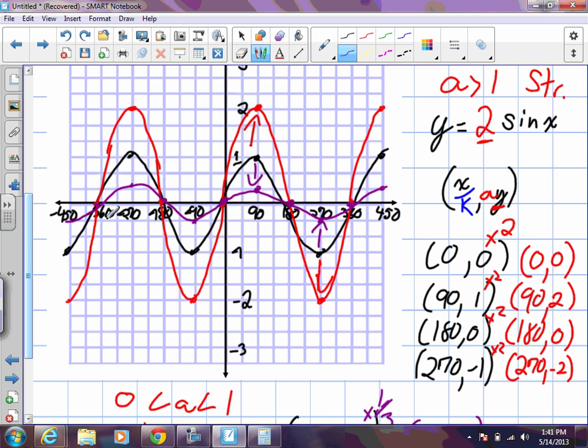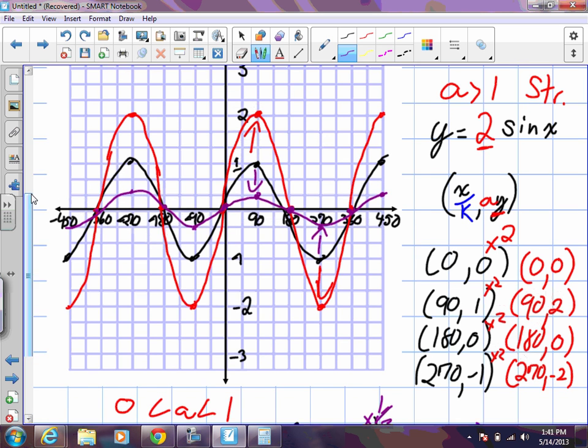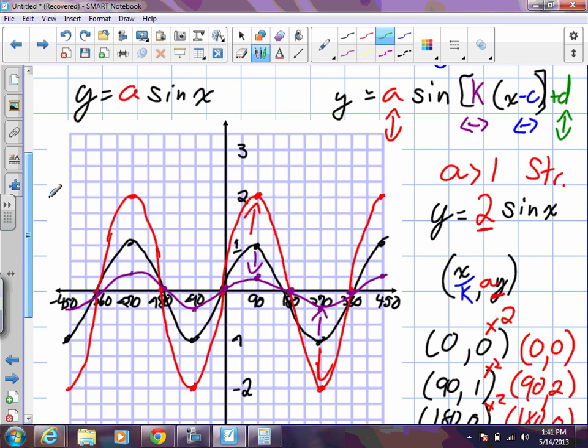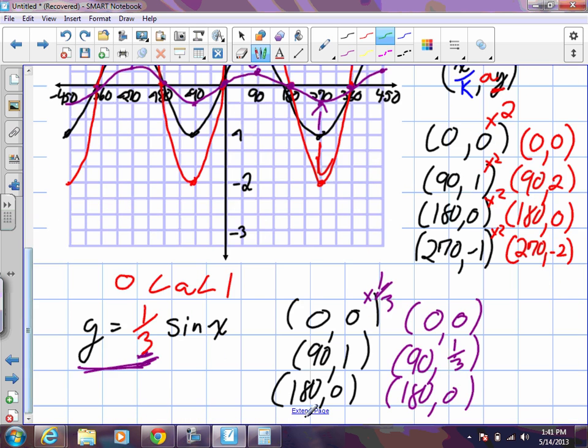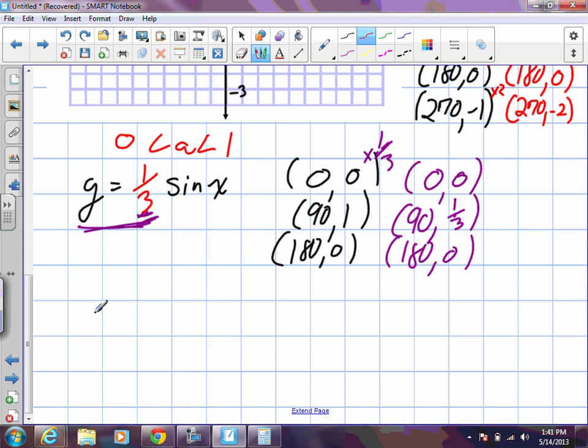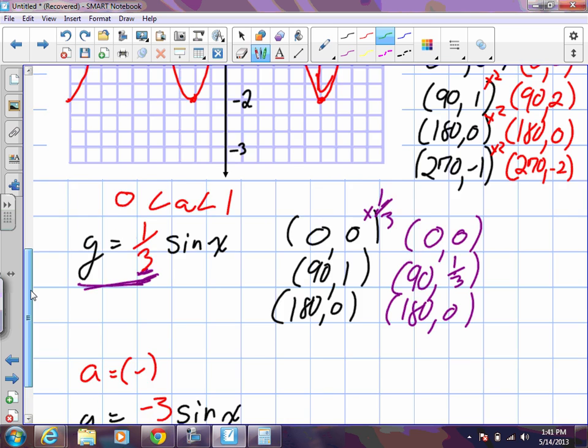And the last thing we want to talk about, I'll do it in green, but what if a was a negative value? If a is negative, let's say we have y is equal to negative 3 sine x. It's the very same idea. We'll do this one in green. I'm not going to write the coordinates out. We're going to try to just keep them from where we were.